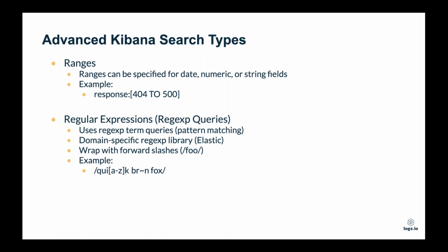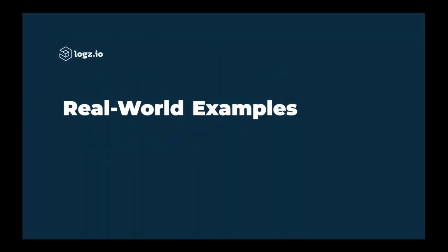Last thing to note about that is that you denote a regular expression query with forward slashes. So as you can see here, foo would be our entire regular expression. Same with the quick brown fox below. So that's going to wrap up the high-level introduction of our advanced search types. And now I'm going to get into some real-world examples.